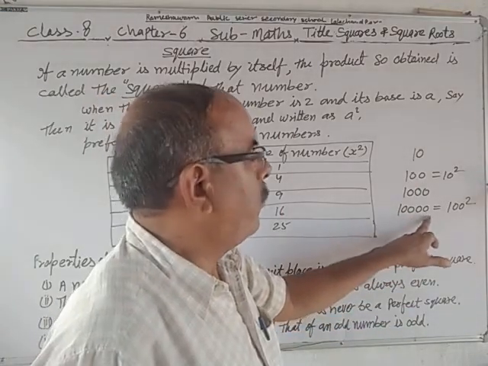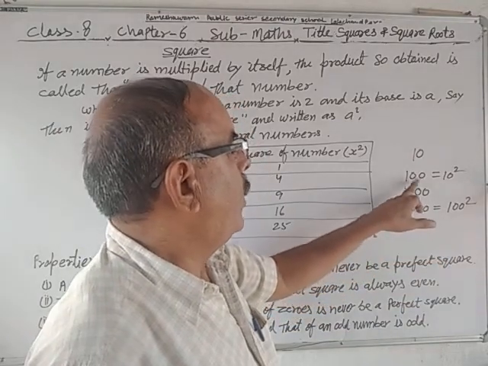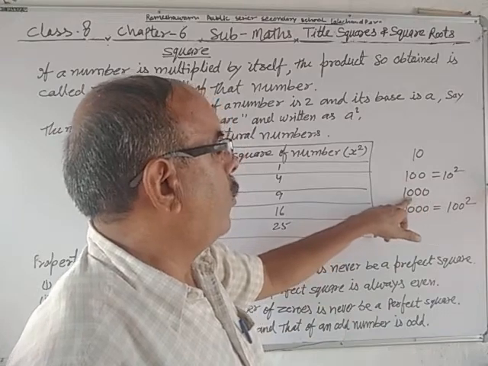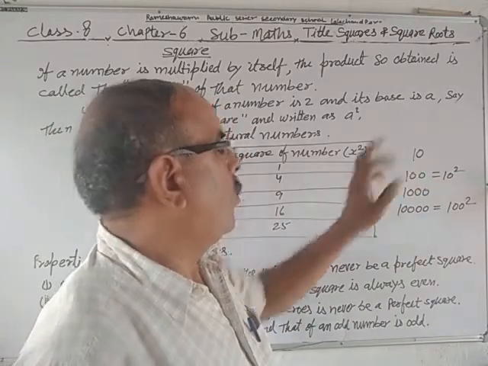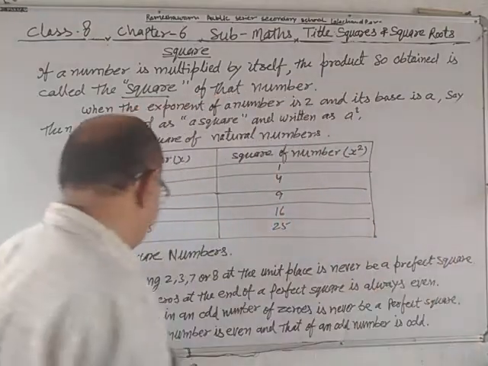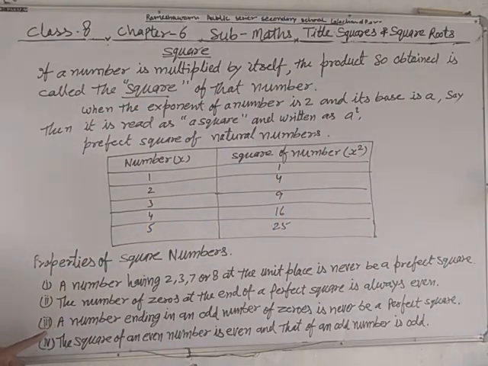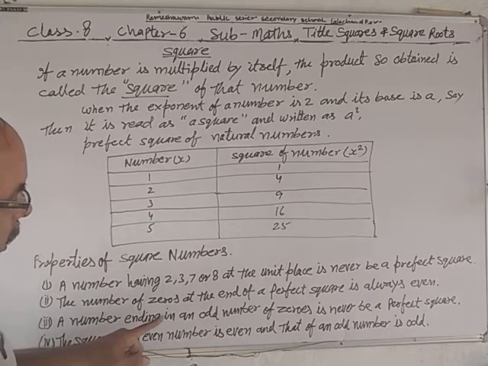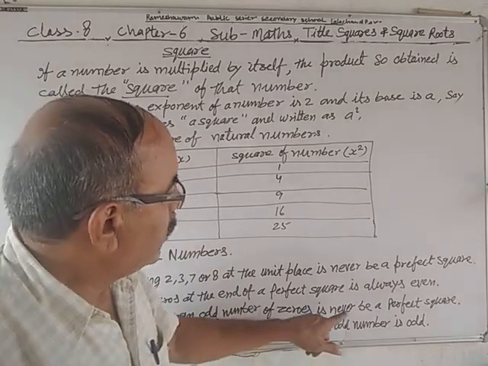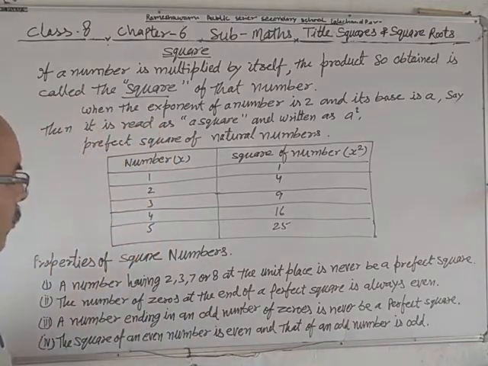The number of zeros at the end of a perfect square is always even. Two zeros, four zeros are even numbers. This is not a perfect square, because it has an odd number of zeros. The third property: a number ending in an odd number of zeros can never be a perfect square.